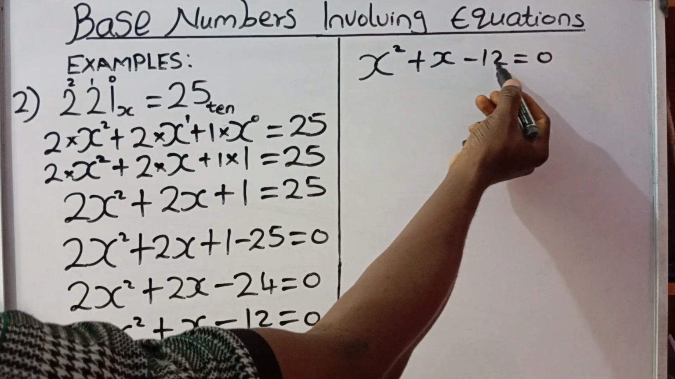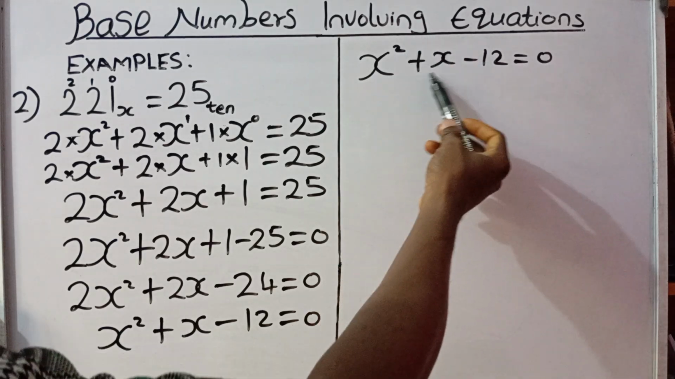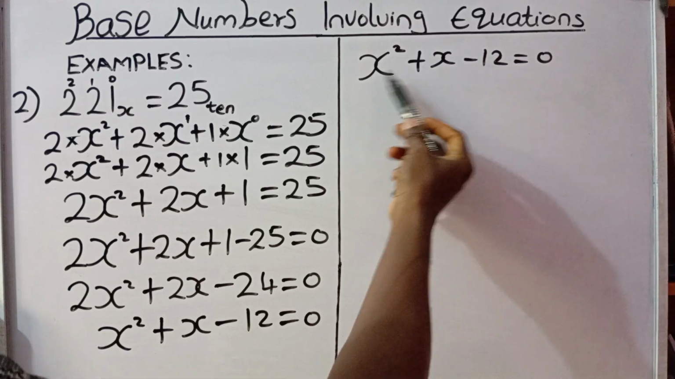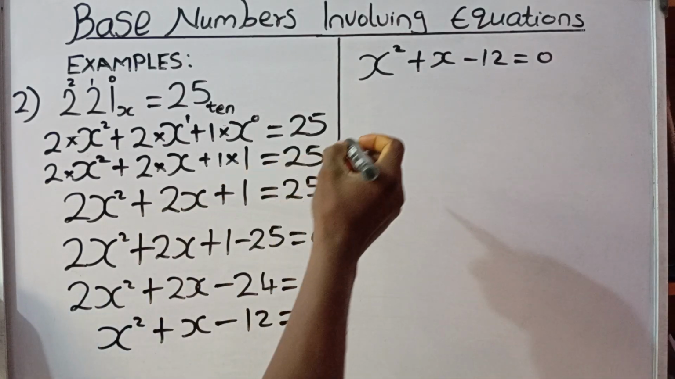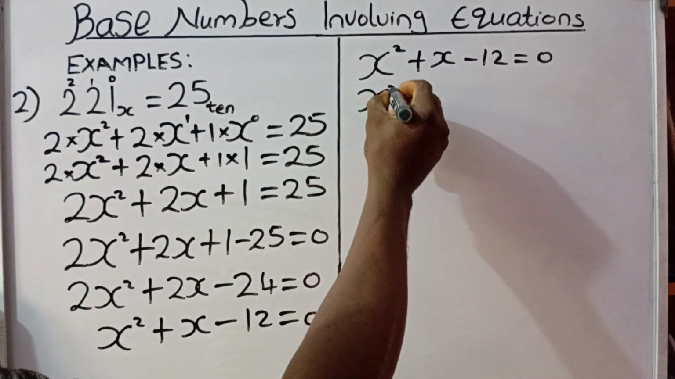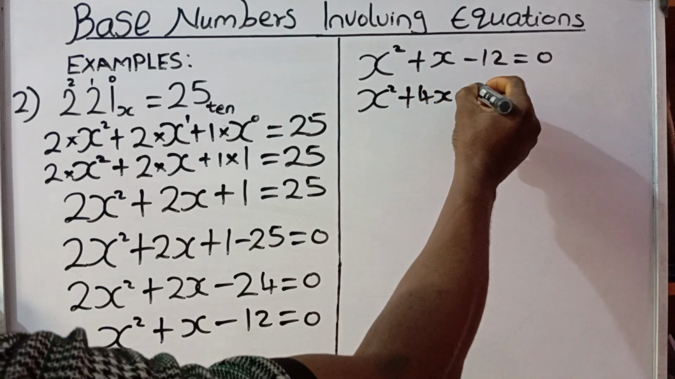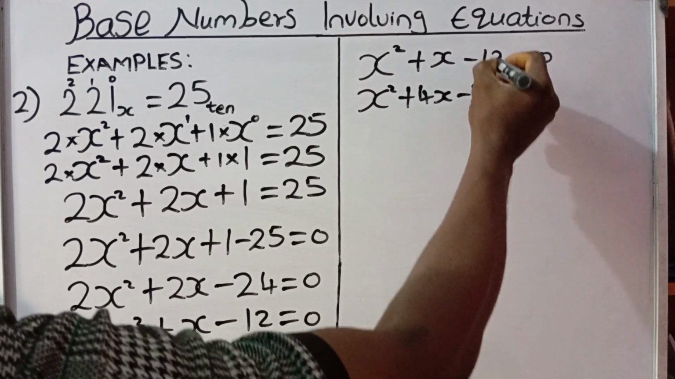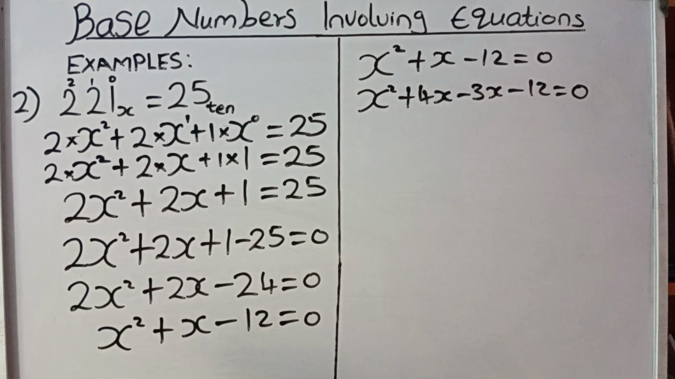So what are the factors of minus 12? What are the factors of 12 that when we add them together, it will give us positive 1, that is plus 1x, and when we multiply, the product will be minus 12? What are the two factors here? Of course, we'll be talking about plus 4 and minus 3. Plus 4 and minus 3. So we have it as x squared plus 4x minus 3x minus 12.